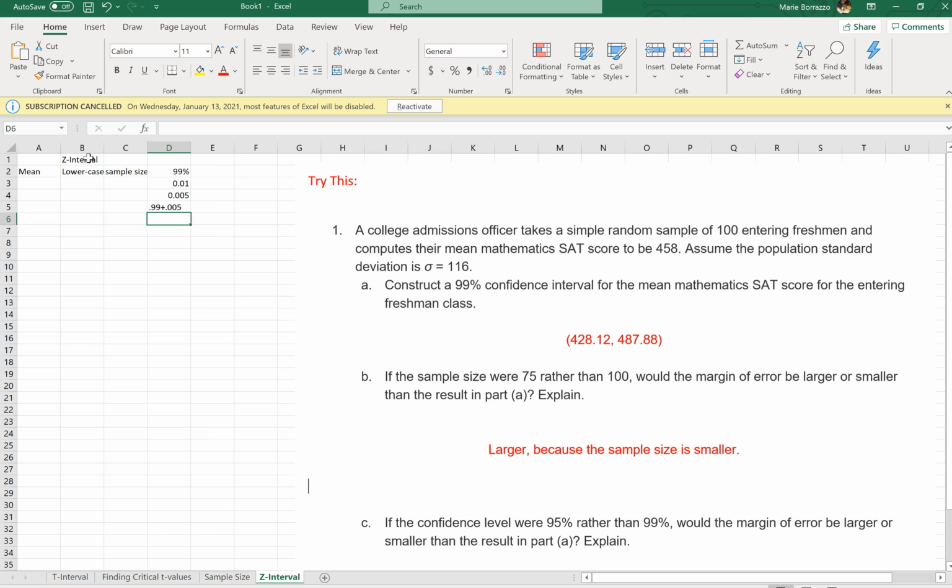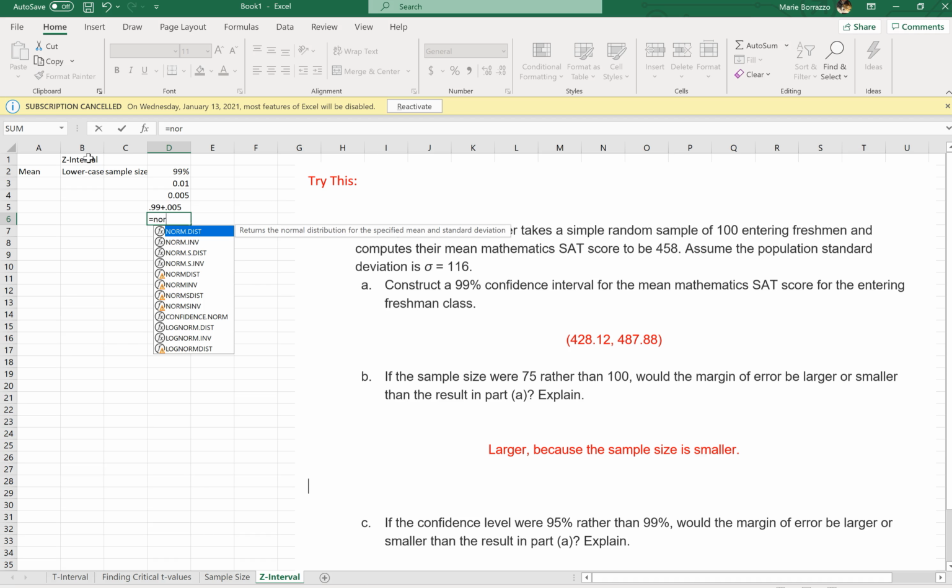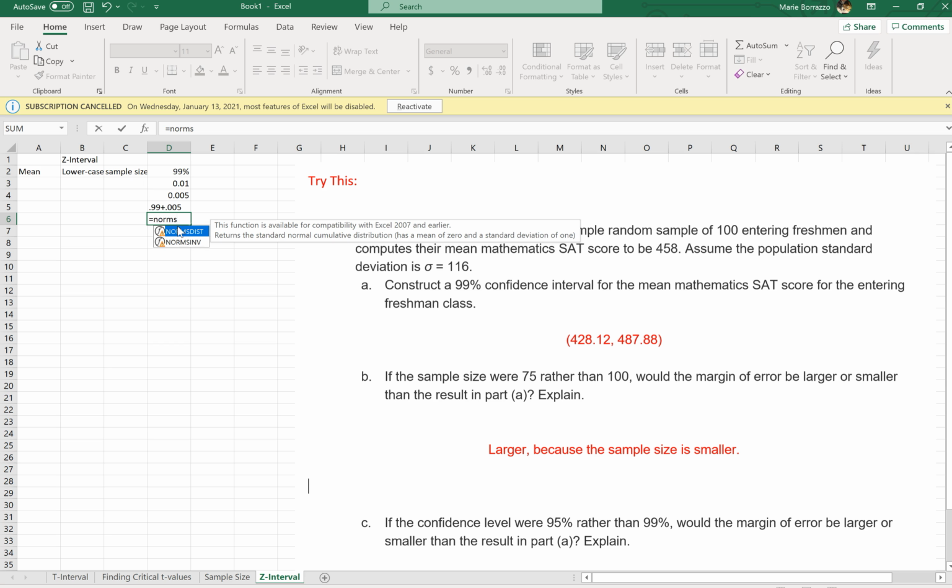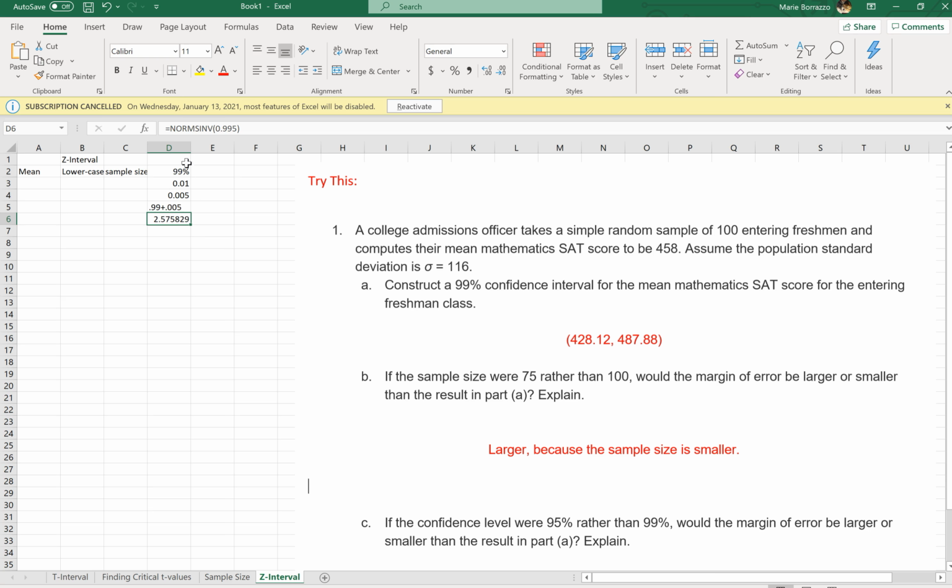And so I'm going to go with equals NORM.S.INV. We need inverse because this should be 0.995, and that's the Z-score we need. So just listen to it again, maybe you didn't capture everything I said initially. We know that their mean score based on the question is 458. That's given to us. The lowercase sigma indicating the 116 is our population standard deviation, with a sample size of 100. Okay, and so we're going to do the confidence interval.